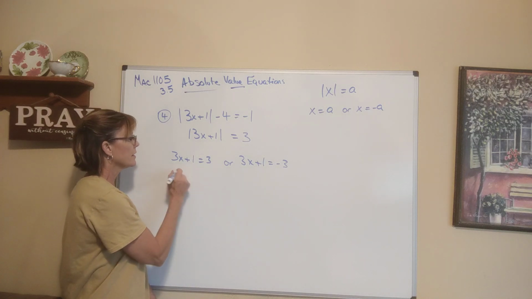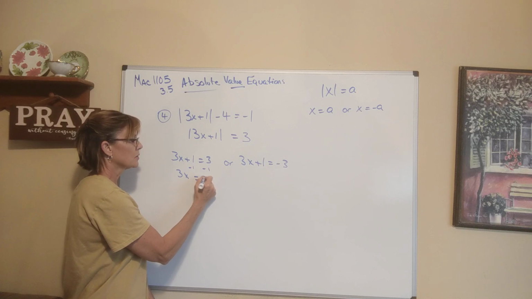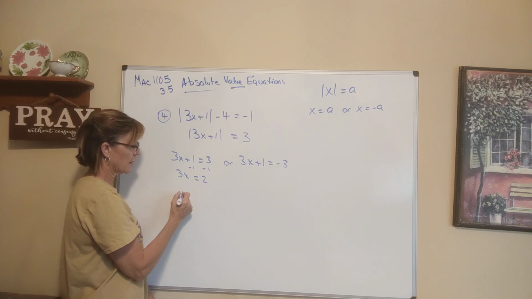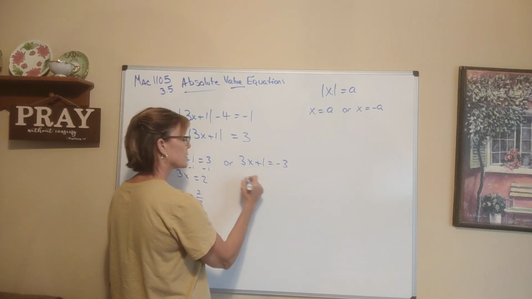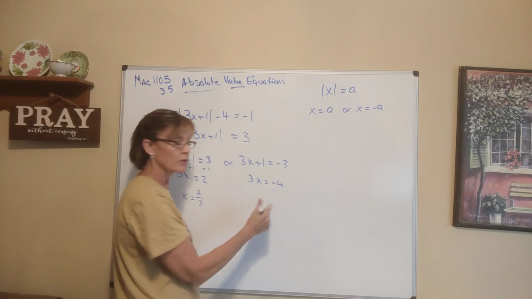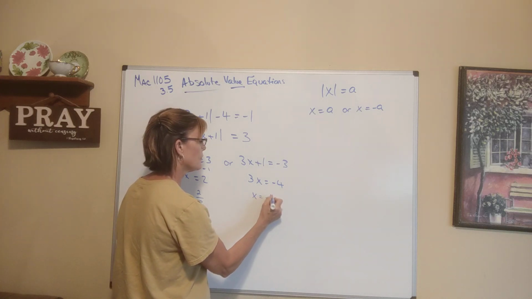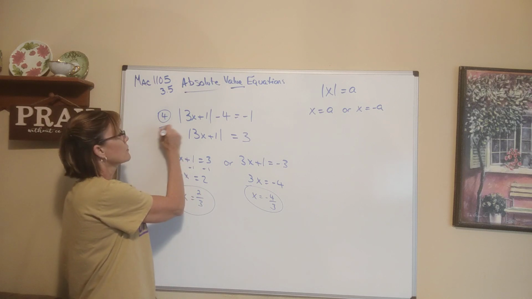So we'll subtract 1, and we get 3x is equal to 2. Divide both sides by 3, we get x is equal to 2 over 3. We subtract 1. We divide both sides by 3, and we get x is negative 4 over 3. So these are the 2 answers for example 4.